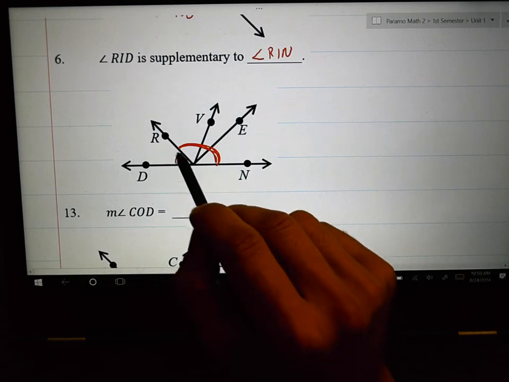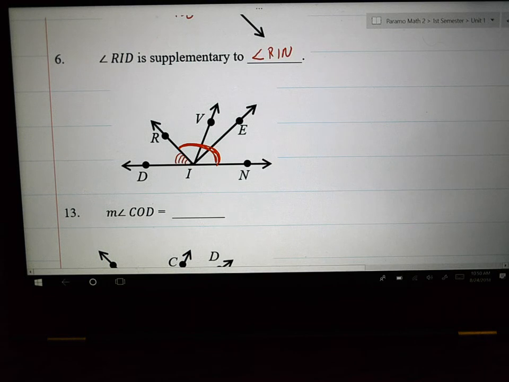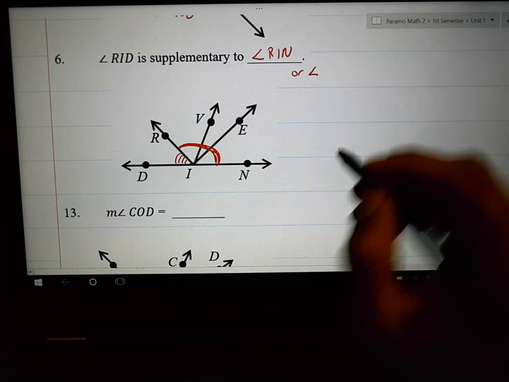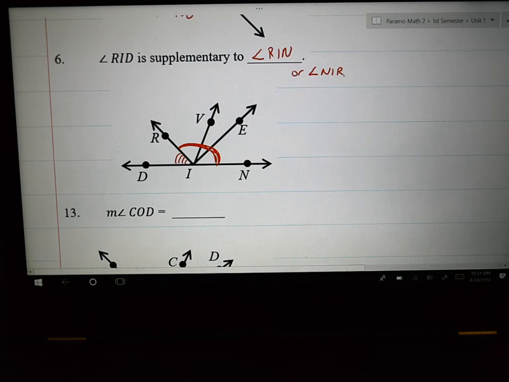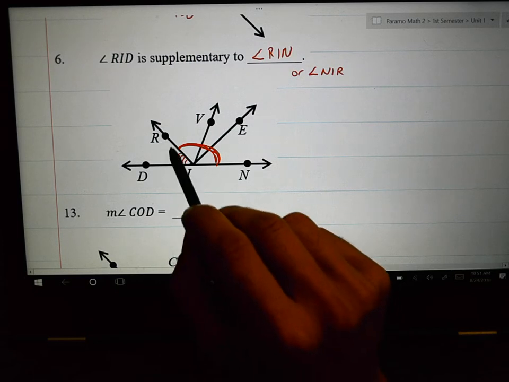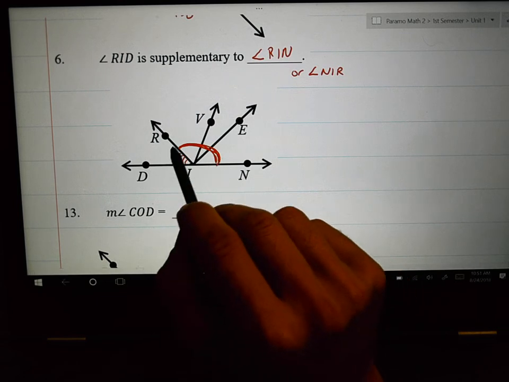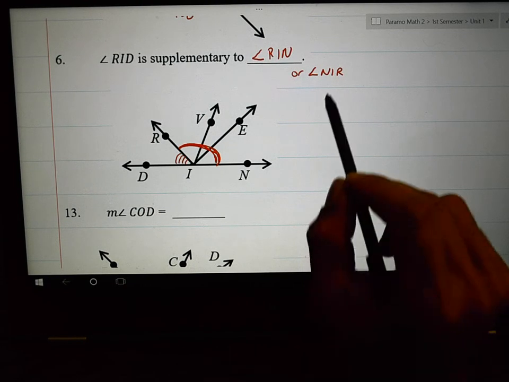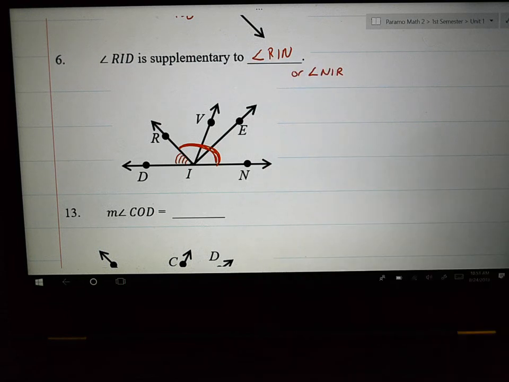Angle RIN is side, vertex, side. The only other acceptable answer is angle NIR. The reason why I say that is because you can say this angle as RIN or NIR. You can go left to right or right to left with an angle. It doesn't matter. They're the same. But what you cannot do is change the letter on the inside. The vertex has to be the letter I.